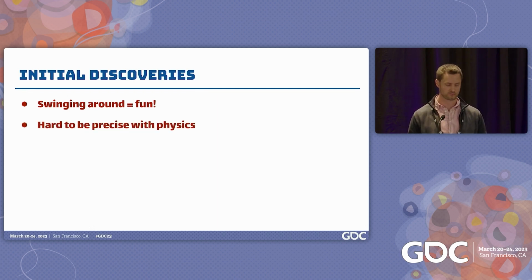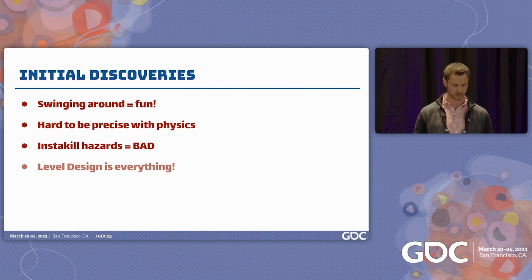But it was very hard to be precise with the physics. The thing about physics is that it gives a lot of free gameplay. It has this unpredictability, which creates a lot of emergent gameplay. But the problem is that unpredictability can also lead to frustration if you punish the player really severely. So basically, anything that instantly killed you was not such a good idea. The other thing this prototype taught me was that level design is basically everything in this game. It's super important, and the game is basically going to live or die based on the level design.